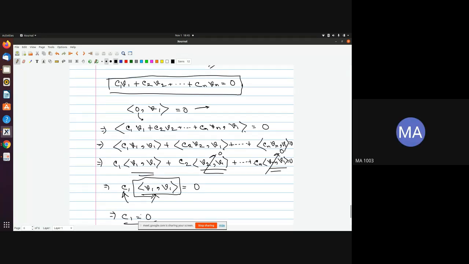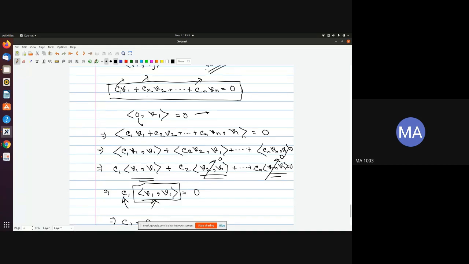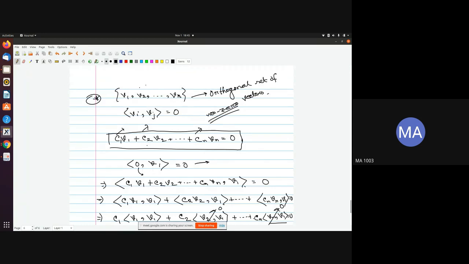I can do the same argument with respect to V2. I can get C2 must be 0. I can do the same argument with respect to Vn. I will get Cn equal to 0. So I can repeat the same argument n times. I will get every Ci to be 0, which shows that V1 to Vn are linearly independent.